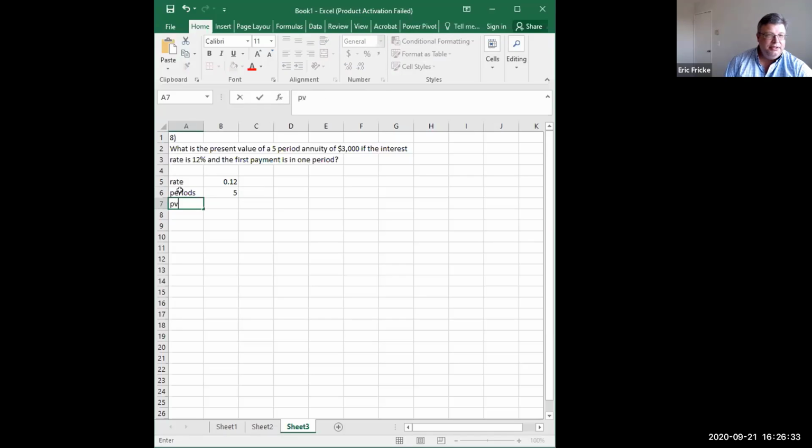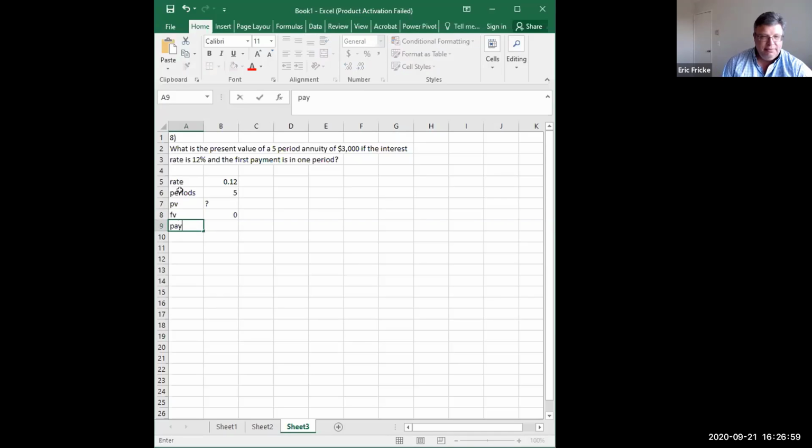The present value, we don't know that. That's what we have to solve for, right? The future value, is there a lump sum payment at the very end on this? I don't think there is, right? It's just the annuity. So that means future value is going to be 0.